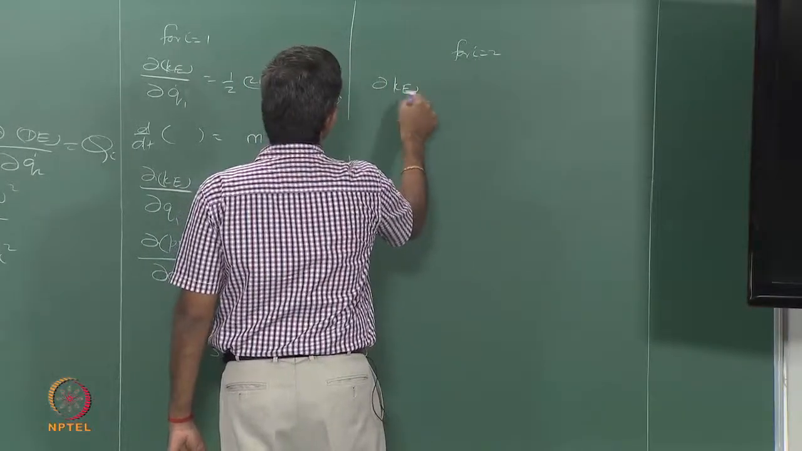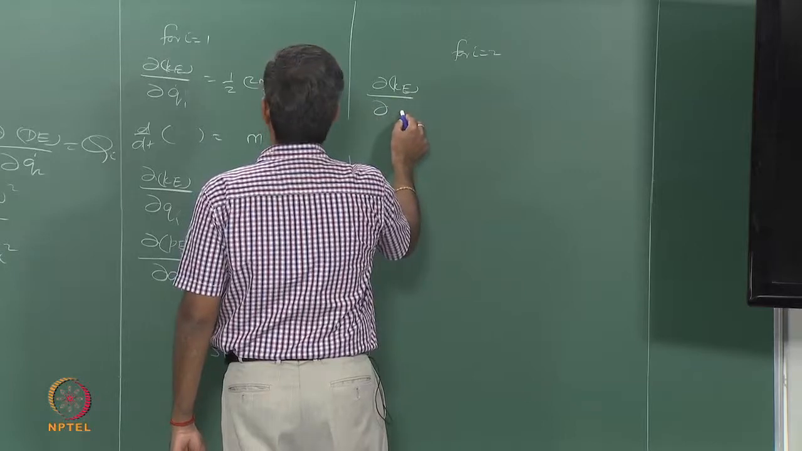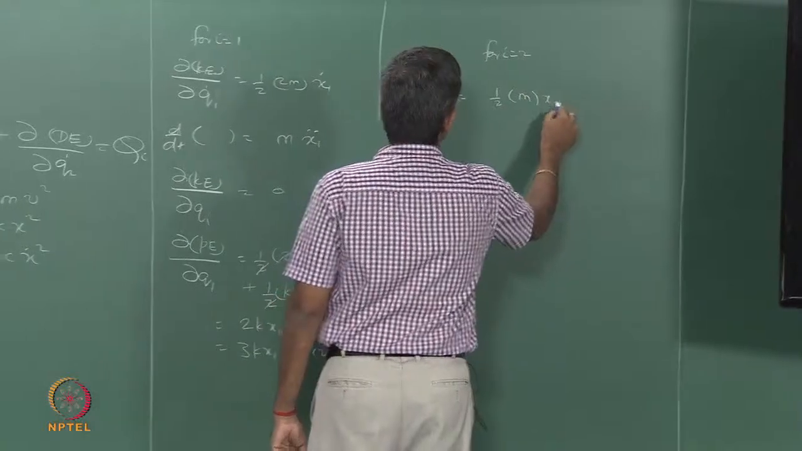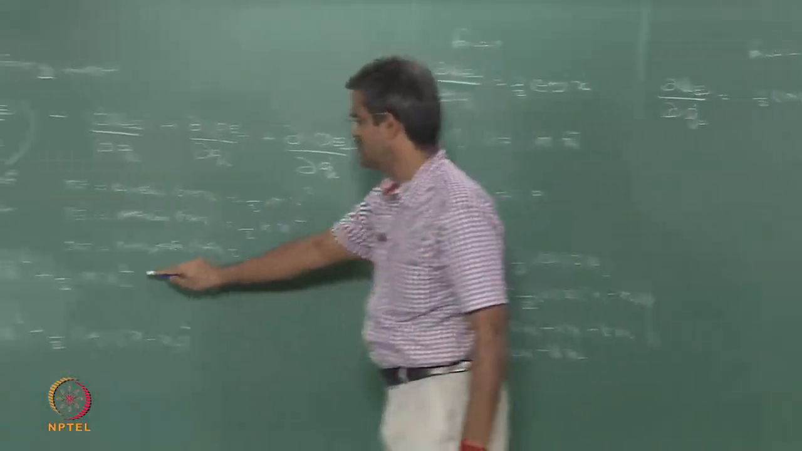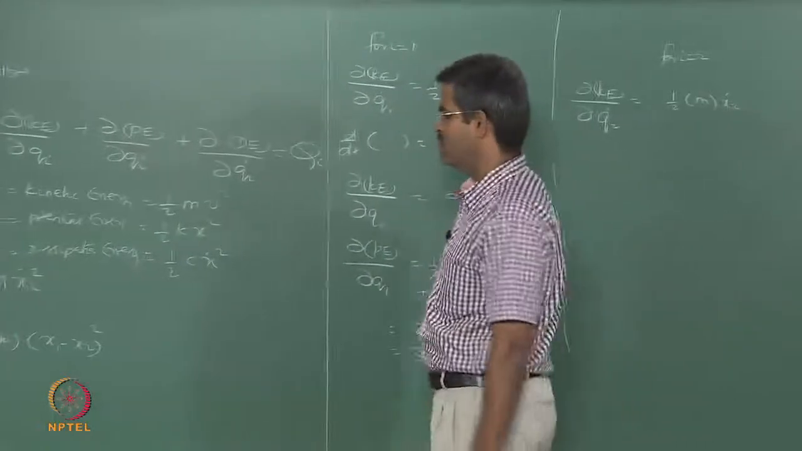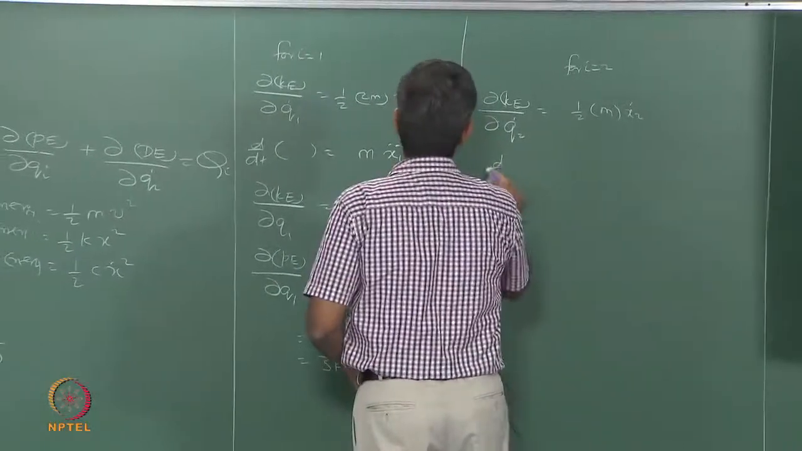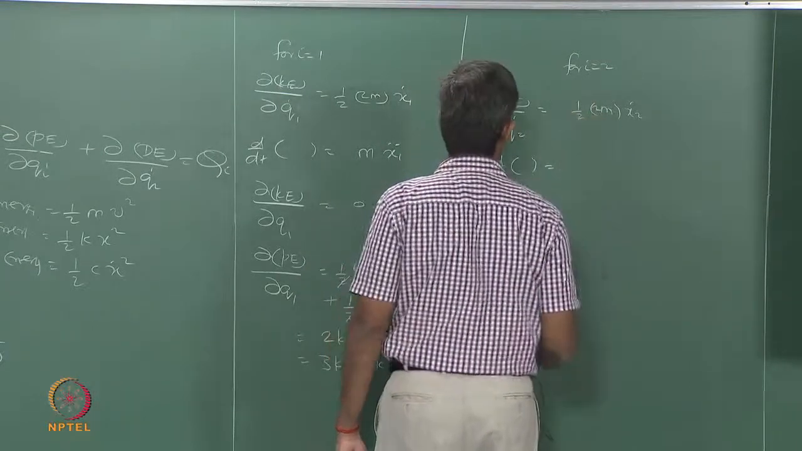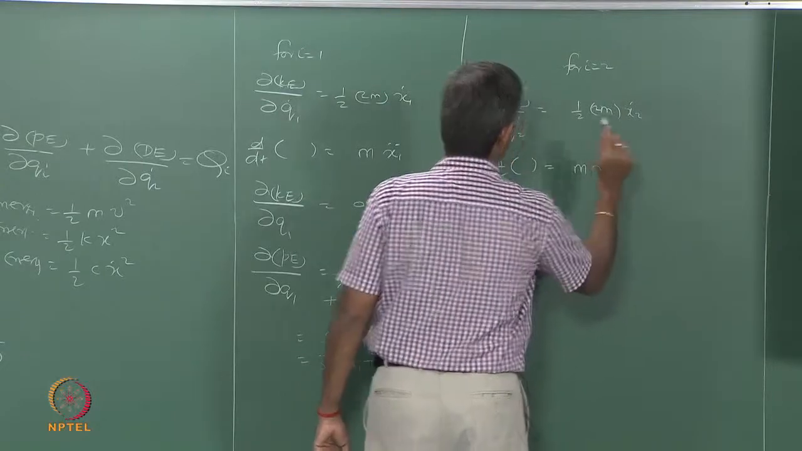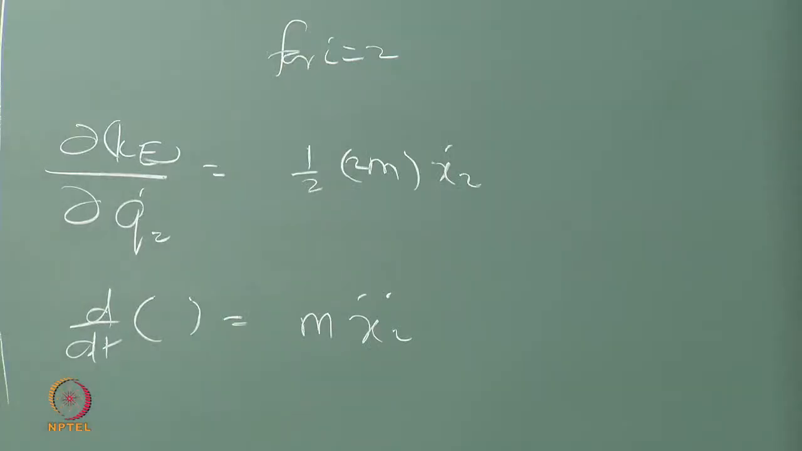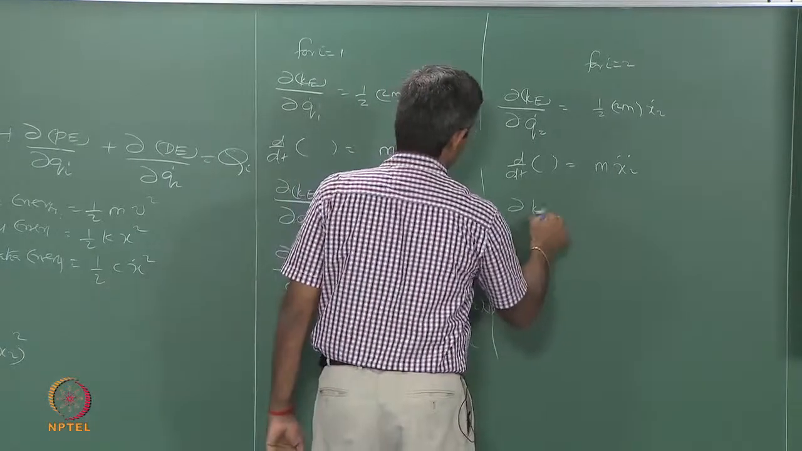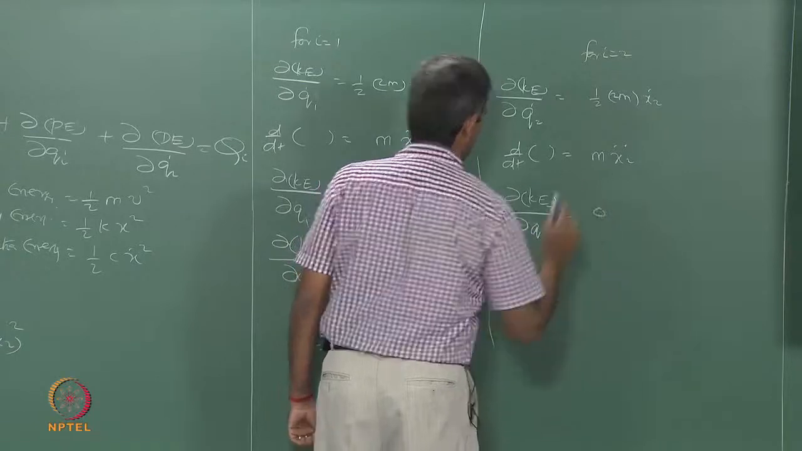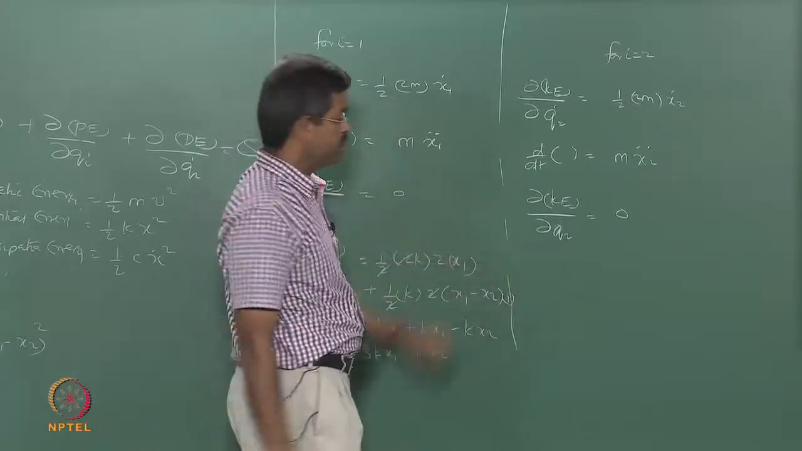So, kinetic energy with respect to q2 dot, which is half m x2 dot, that is the term here, because that becomes 0. I am taking a partial derivative. So, d by dt of this term, which will give me 2 here. So, m x2 double dot. So, kinetic energy with respect to q2 is again 0, because there is no term related to q2.